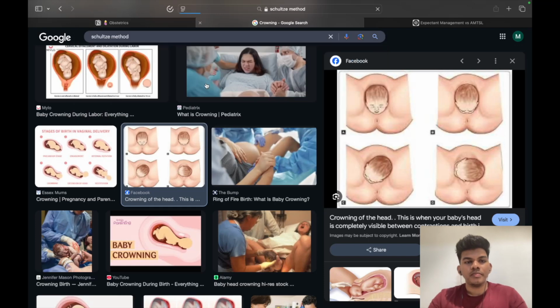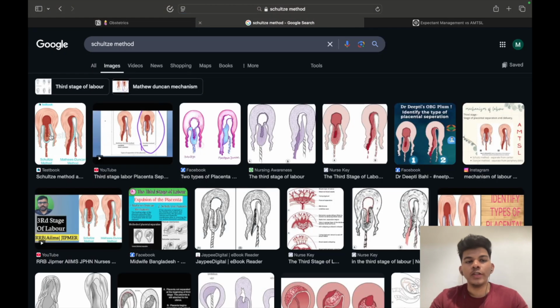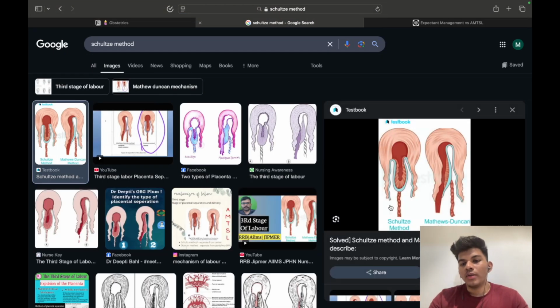There is an image. So here you can see how it looks. So the Schulz method. Over here you can see the cervix is being separated. So this is the cervix. This is the uterus. This is the umbilical cord, and the baby was attached here. So the thing that is facing the baby is being separated first. So the central part is being separated first. So that is the Schulz method.